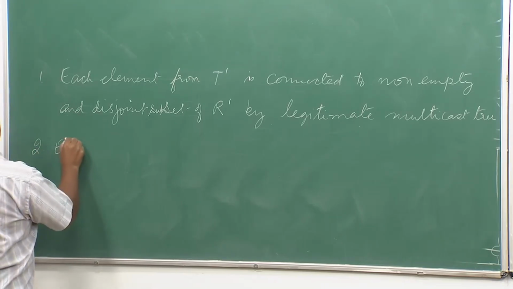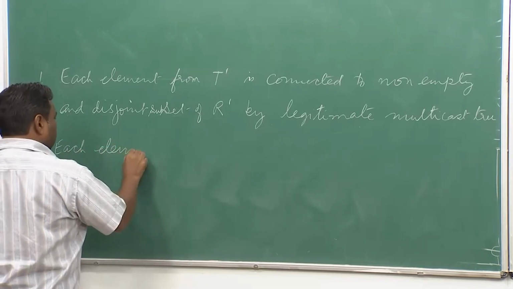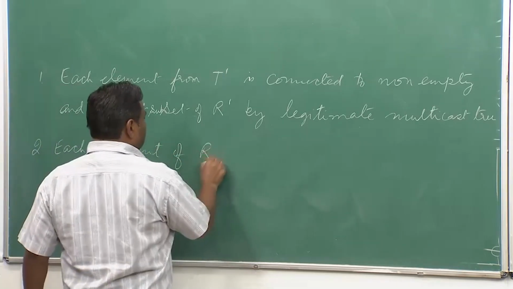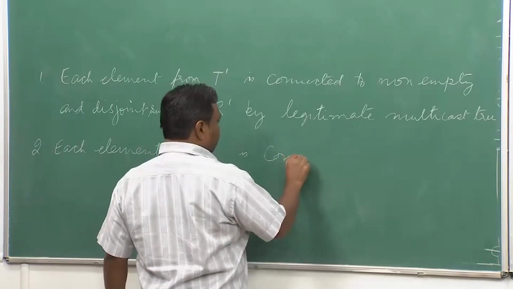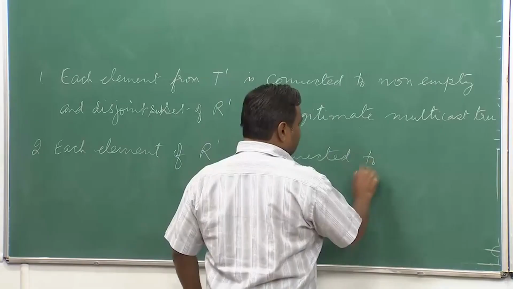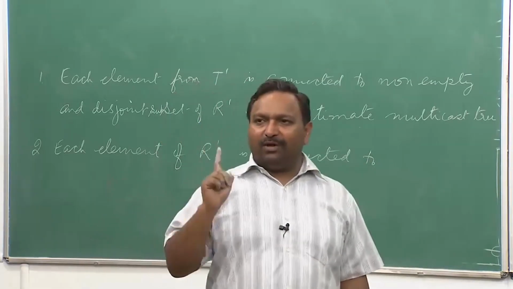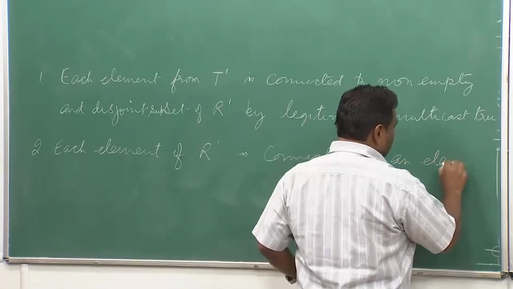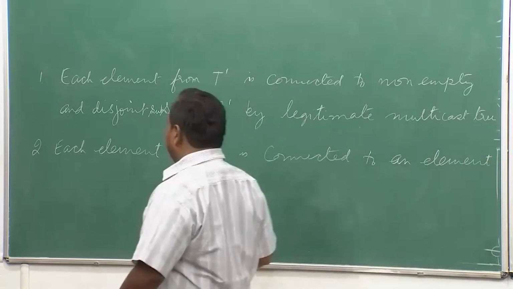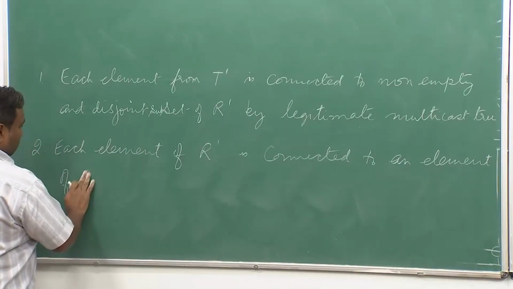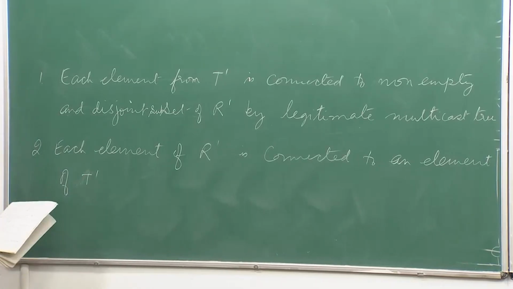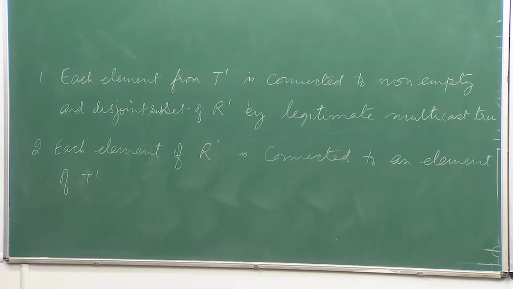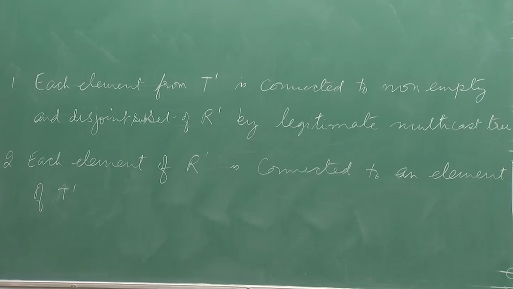Second is, each element of R prime is connected to an element of T prime. It will be connected to only one element, it cannot be multiple of them. So, basically T prime is the set of all input ports which are already connected. R prime is the set of all output ports which are already connected.